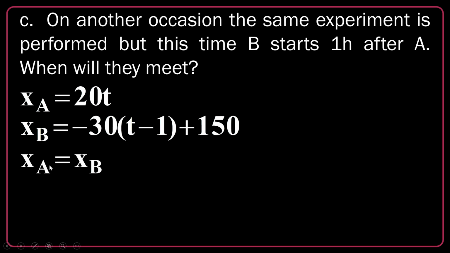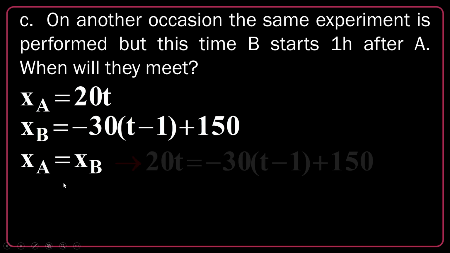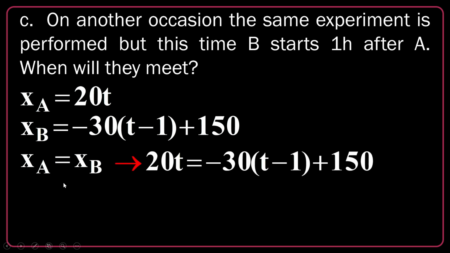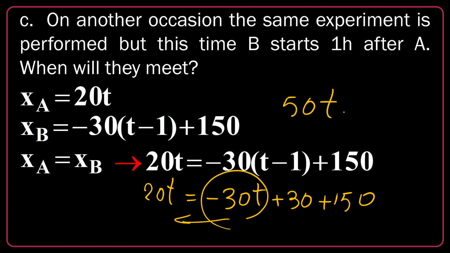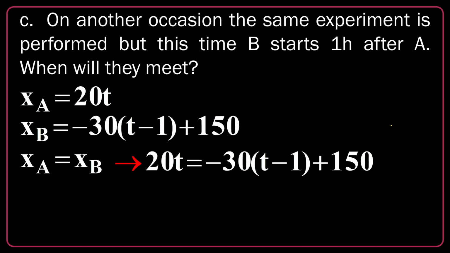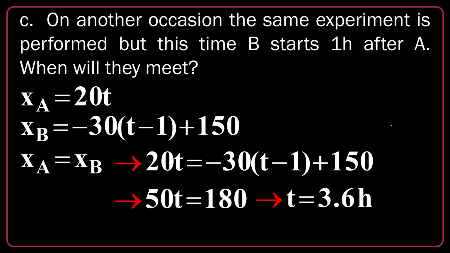Then I again put them equal to find the meeting point. What should I do here? I should just plug in the values. Here 20t is equal to negative 30t plus 30 plus 150. So I take it to the left side. It's going to be 50t equals 180. So the answer will be 3.6 hours.